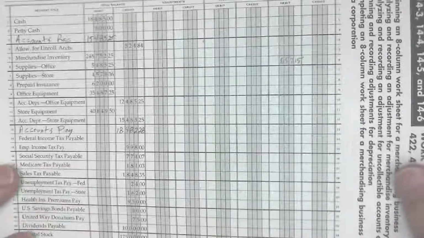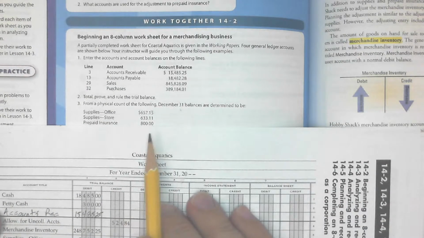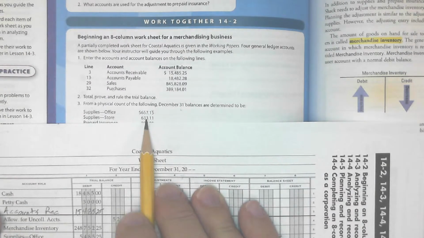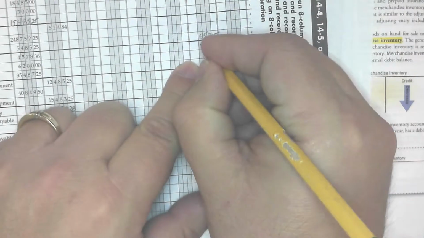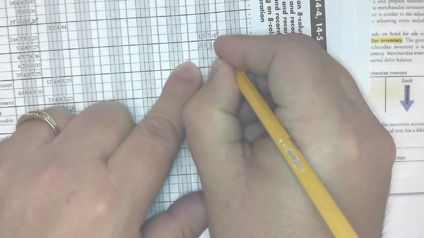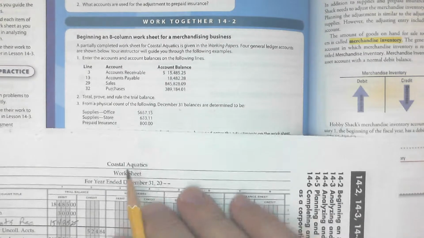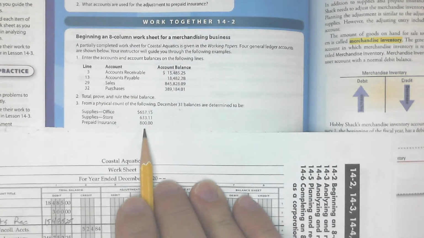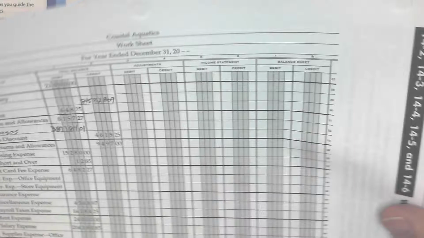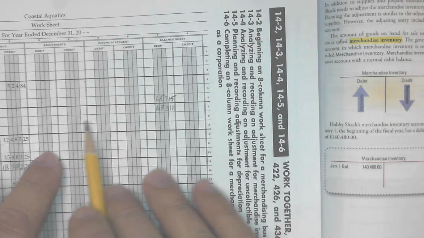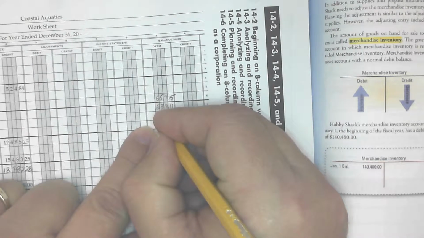And then we'll do store, supplies for the store, $633.11. So that's just the next line down. And then we've got our prepaid insurance, $800. So I believe that's on the second sheet. Oh, it's just the one down. I was looking at insurance expense. So our prepaid insurance value, $800.